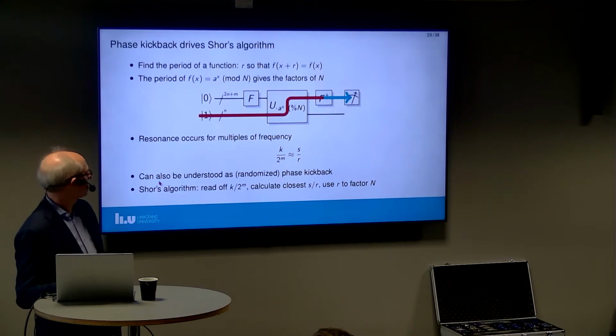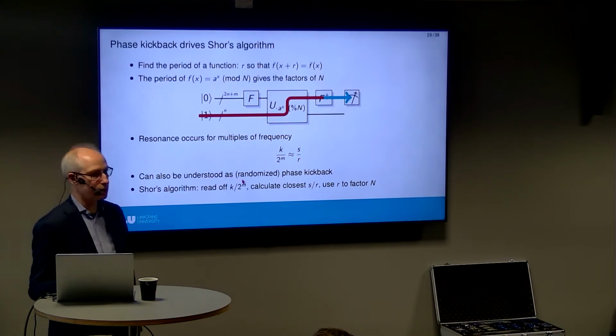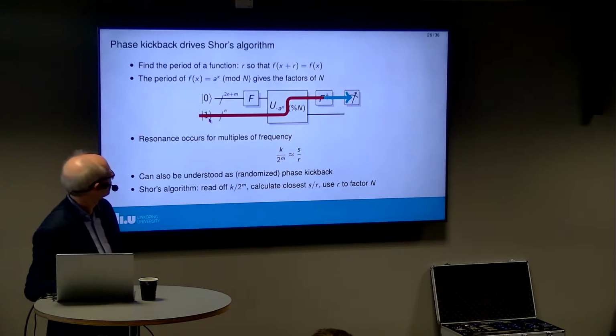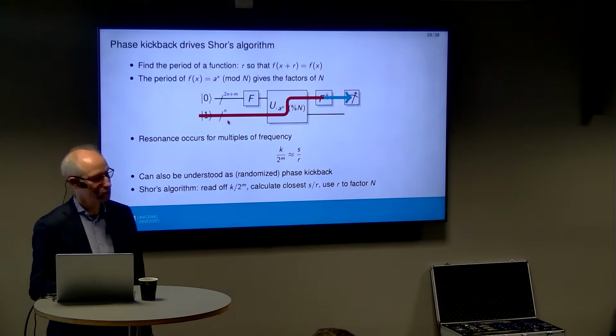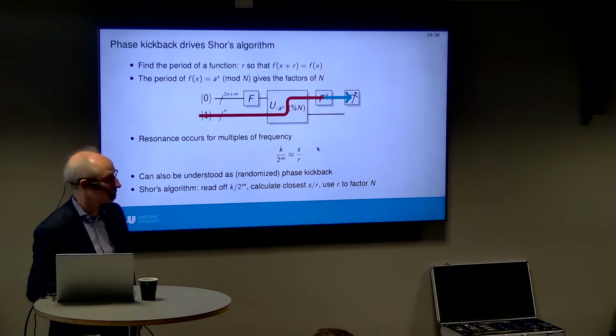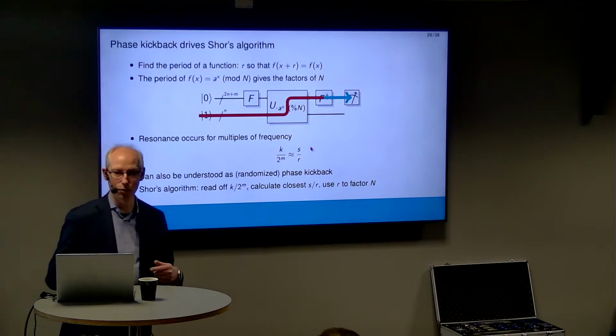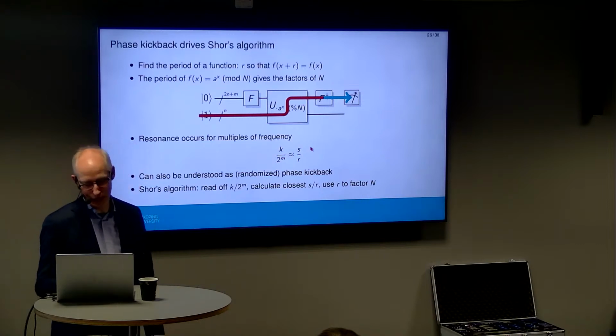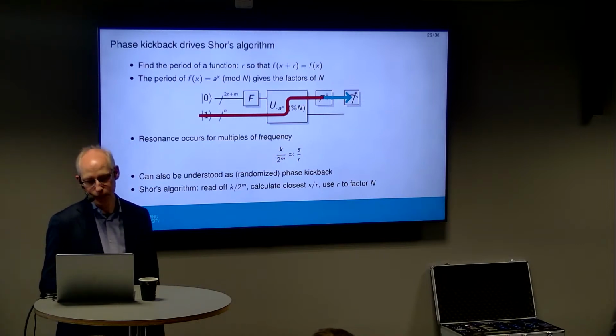And this can also be understood as a randomized phase kickback. You get a random number. S here is actually the random number from the lower input. So if you know what to look for, if you write S in here in the proper way, that will appear in the output actually. So you would recover the phase kickback. Right.